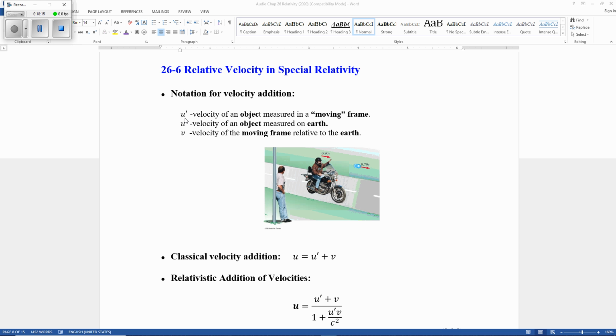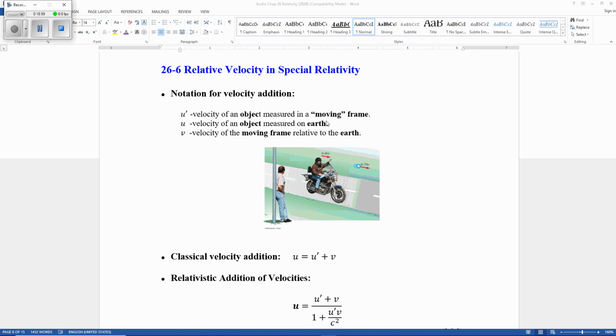So we're going to use U prime. U prime is the velocity of the object, the baseball, measured in a moving frame, from the motorcycle, for example. So U prime equals which one? This one. U prime equals 0.7 in this example. So U prime is the velocity of the object measured in the moving frame. Now U is the velocity measured on the Earth.